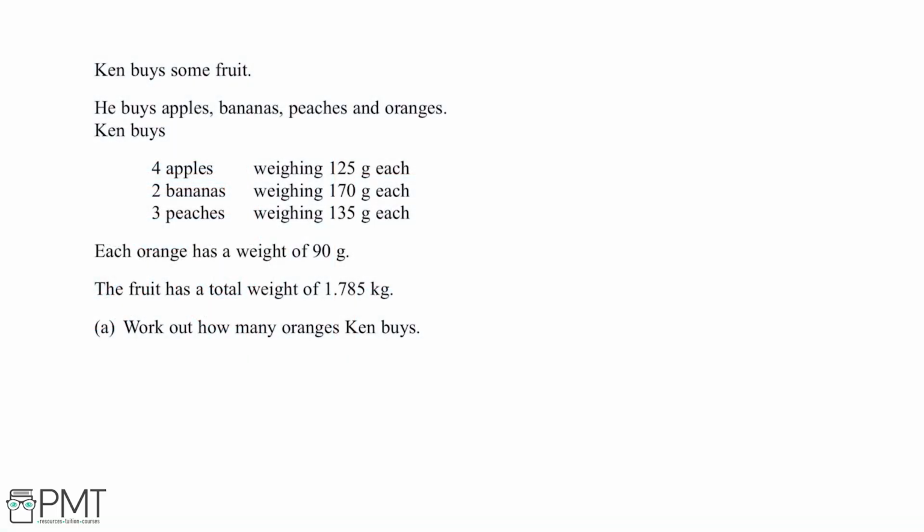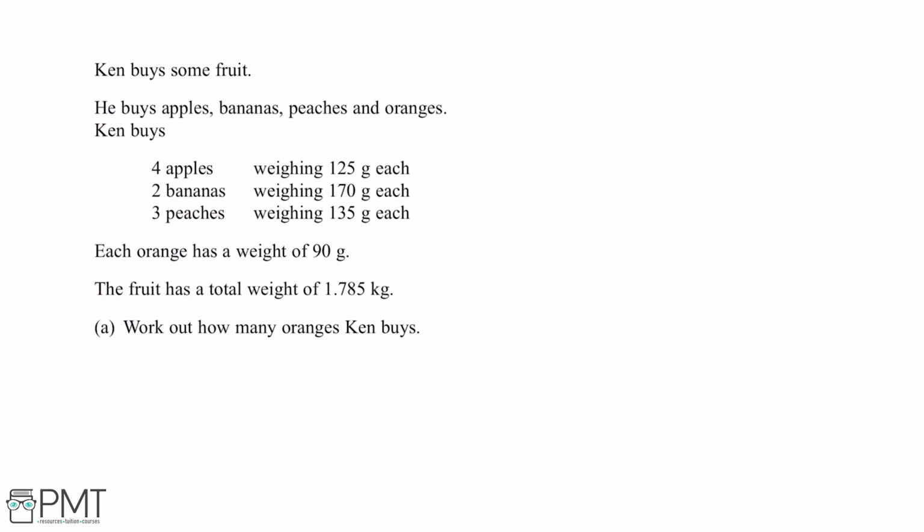Ken buys some fruit. He buys apples, bananas, peaches and oranges. Ken buys 4 apples weighing 125 grams each, 2 bananas weighing 170 grams each, 3 peaches weighing 135 grams each. Each orange has a weight of 90 grams. The fruit has a total weight of 1.785 kilograms. Work out how many oranges Ken buys.